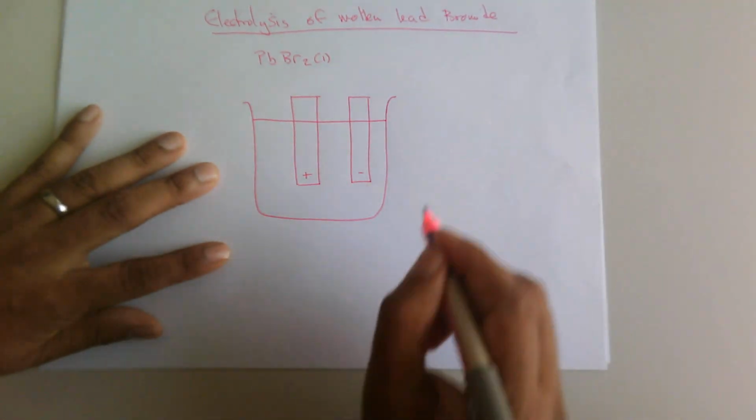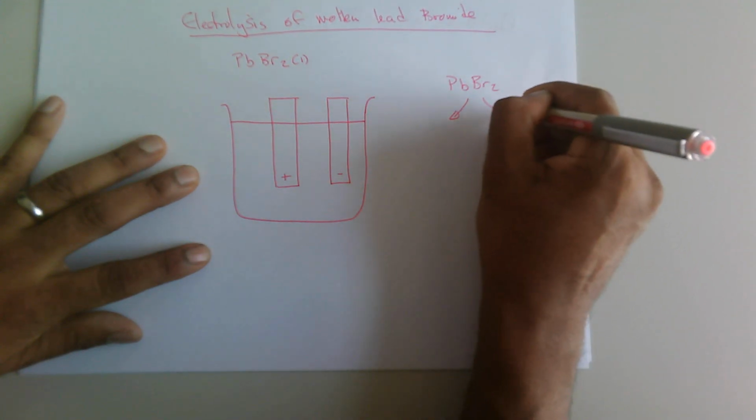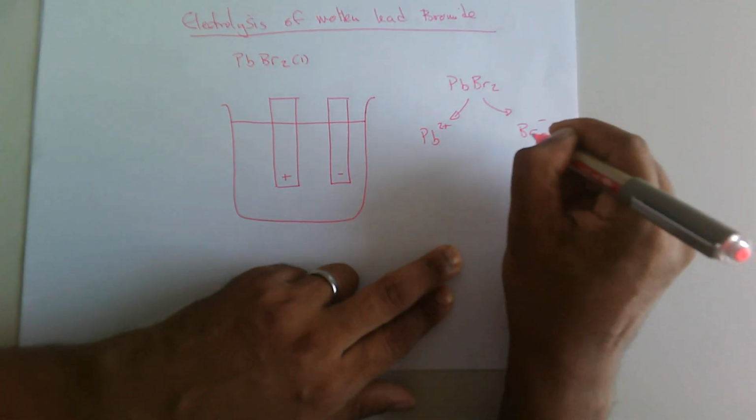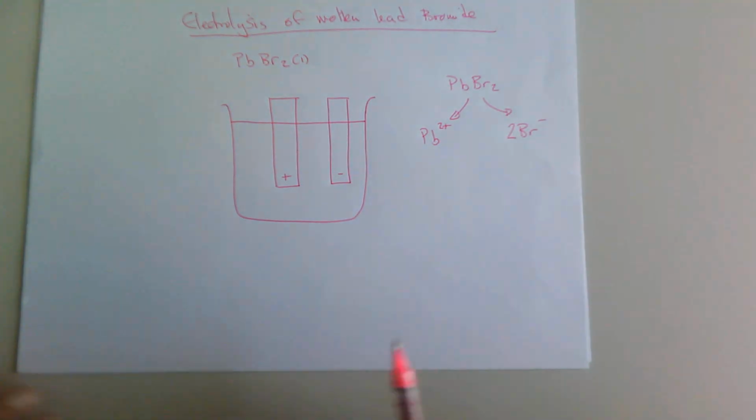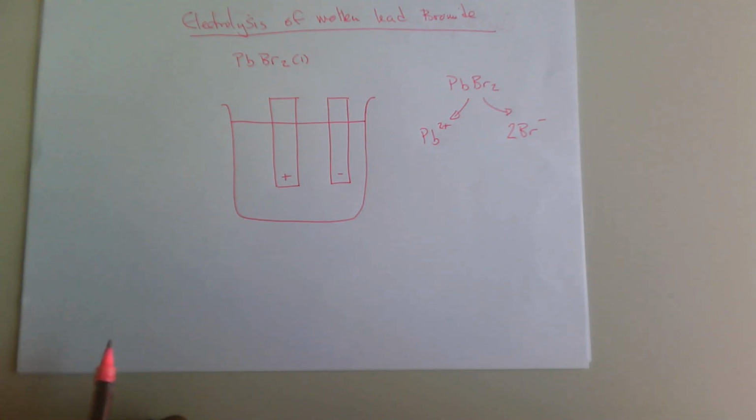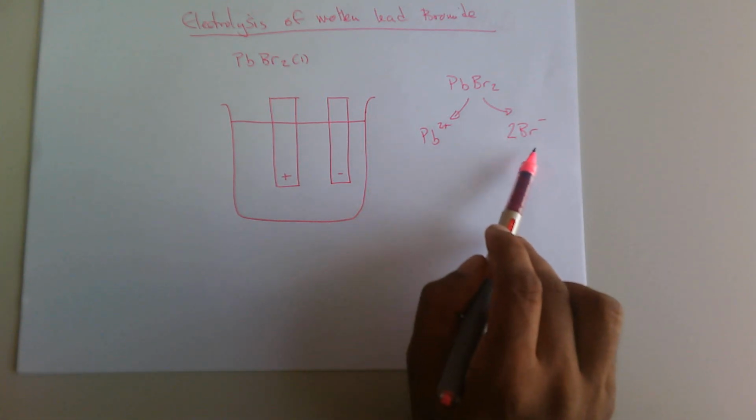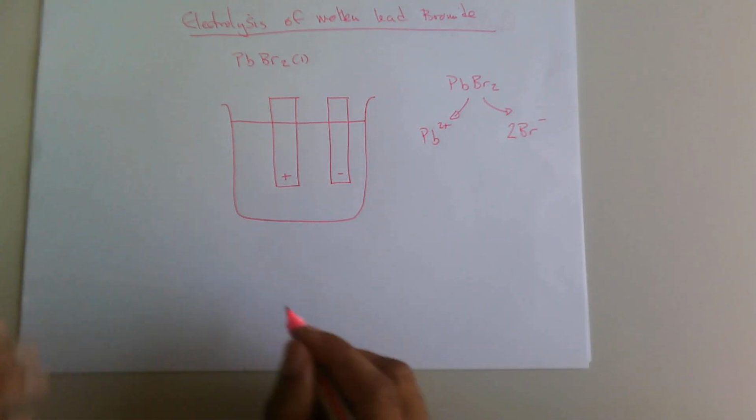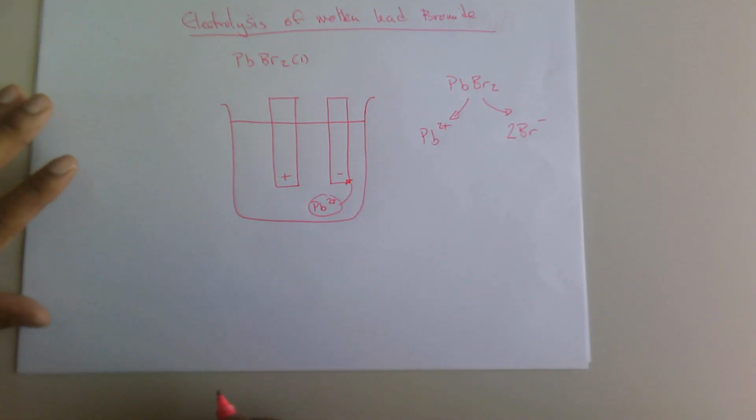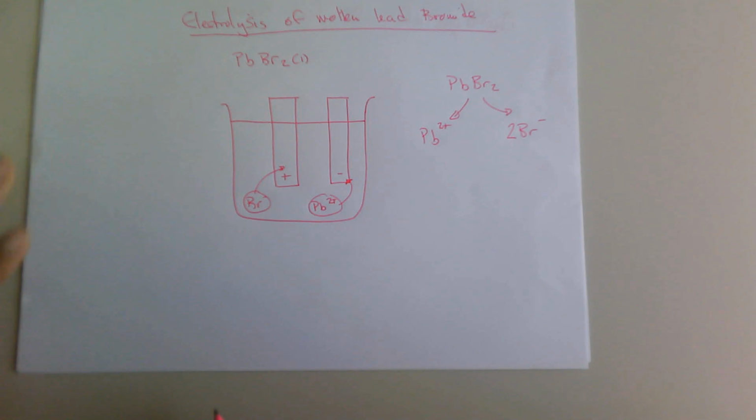Now when you take lead bromide, you will get two ions. So you'll get Pb2+ and Br-, but you'll get two lots of Br-. But it doesn't really matter, because it just means the ratio is a 1:2 ratio. That really doesn't matter when it comes to electrolysis. The lead is going to be positively charged, the bromide ion is going to be negatively charged, which means that the Pb2+ will obviously be attracted to the cathode, and the Br- will be attracted to the anode.